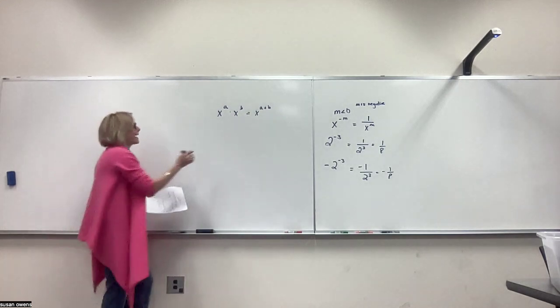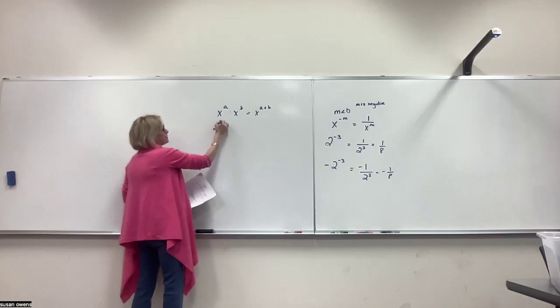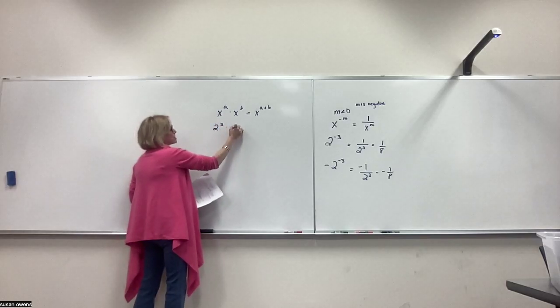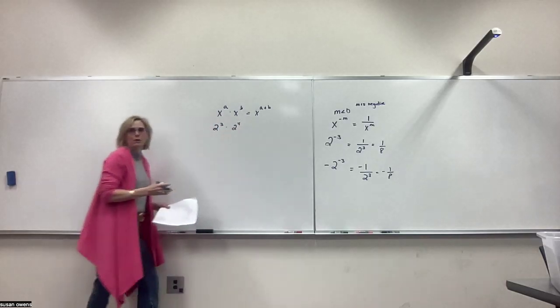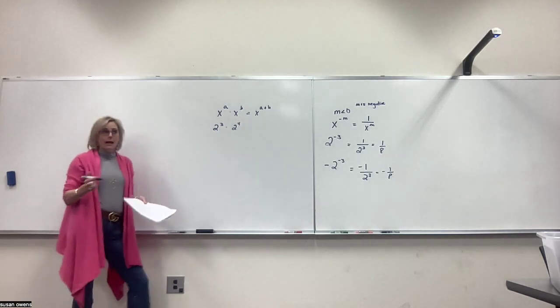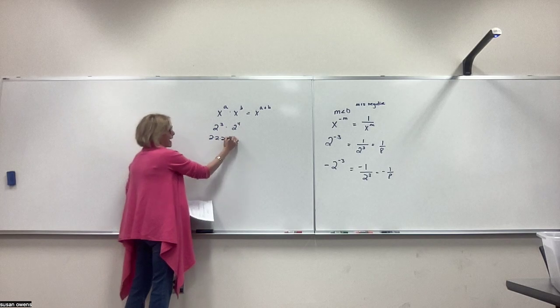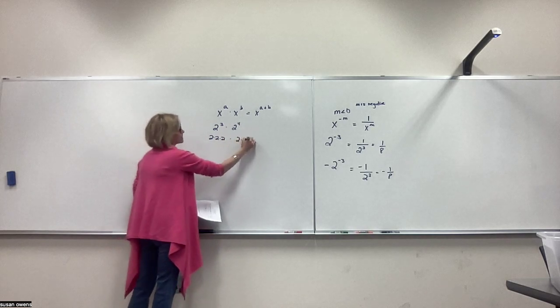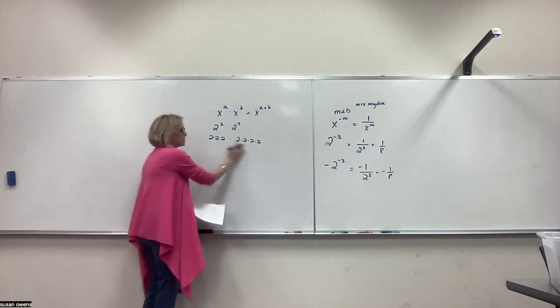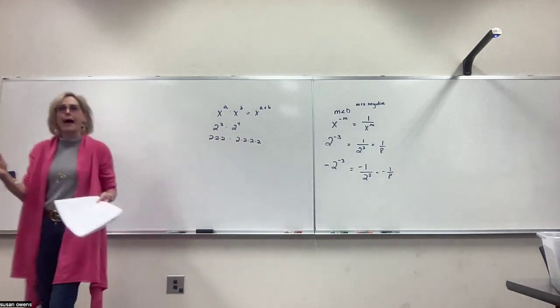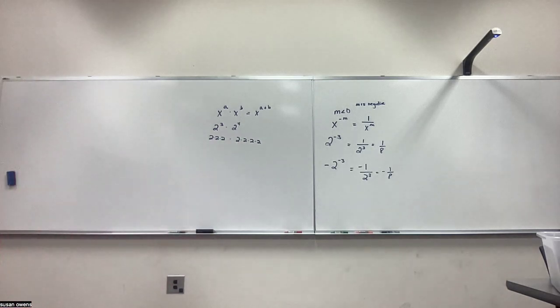Let's look at why that happens. Let's say I have 2 to the third times 2 to the fourth. Okay, so what that means is 2 times 2 times 2 times 2 times 2 times 2 times 2. Well, how many 2's do I have there that I'm multiplying? 7.